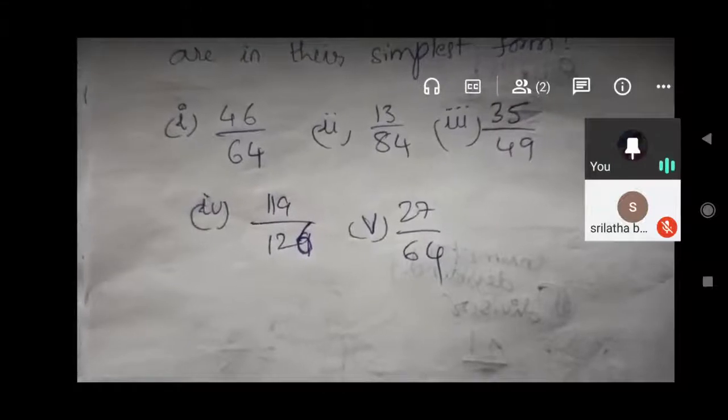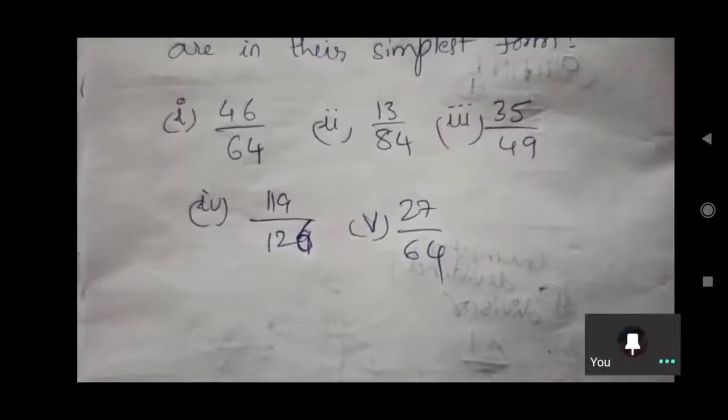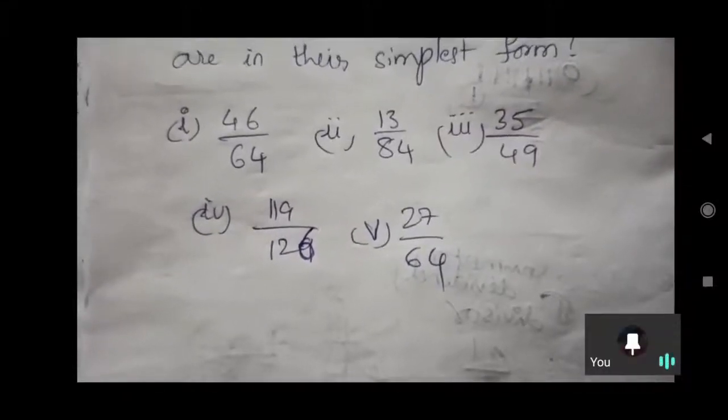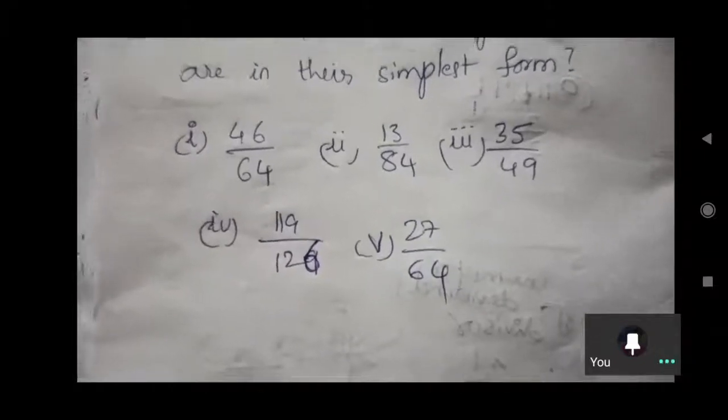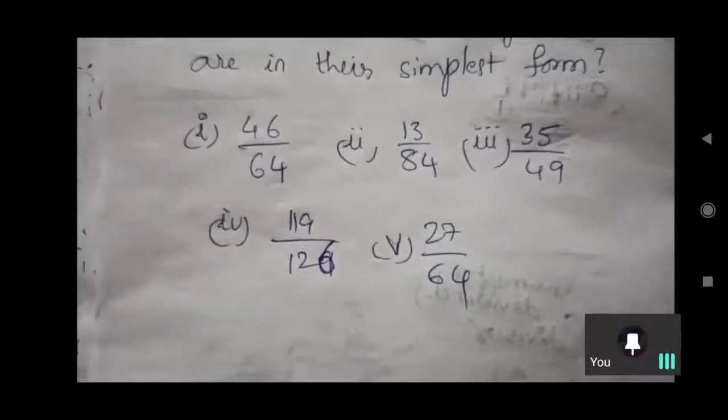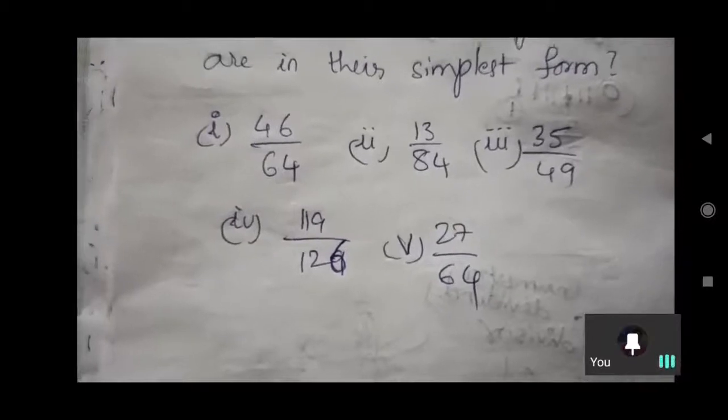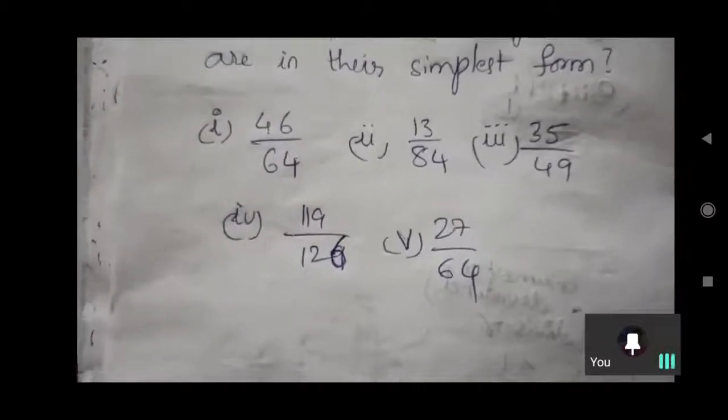Yes or no? Say yes. By finding the HCF of the numerator and denominator, we can find whether a fraction is in simplest form or not. So here some numbers they have given. For this I want to tell you the HCF. You can do HCF repeatedly, it is easy for you to do.